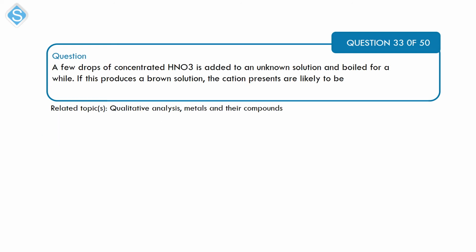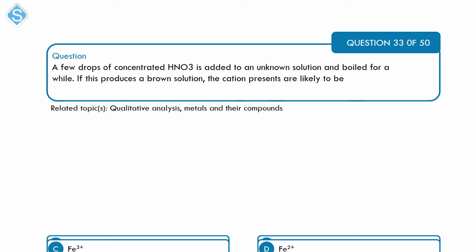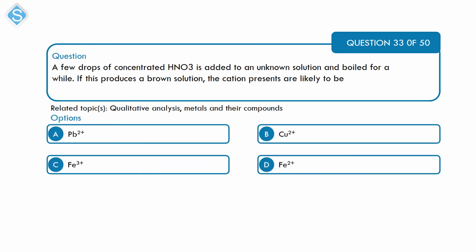Next is on qualitative analysis and metals and their compounds. A few drops of concentrated trioxonitrate(V) acid is added to an unknown solution and boiled for a while. If this produces a brown solution, the cation present is likely to be A, lead, B, copper ion, C, iron 3, and D, iron 2.